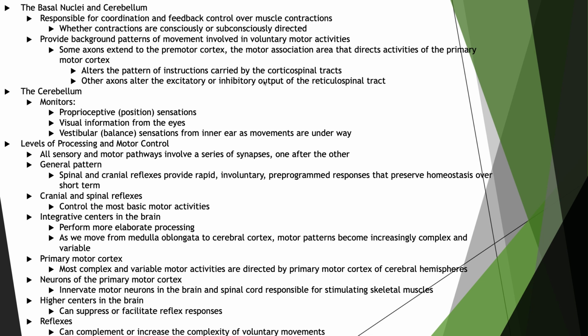So the basal nuclei and the cerebellum are responsible for coordination and feedback control over muscle contractions. Those contractions can be consciously or subconsciously directed. The basal nuclei provide the background patterns of movement involved in voluntary motor activities. For example, they may control muscles that determine the background position of the trunk or the limbs, or they may direct rhythmic cycles of movement as in walking or running.